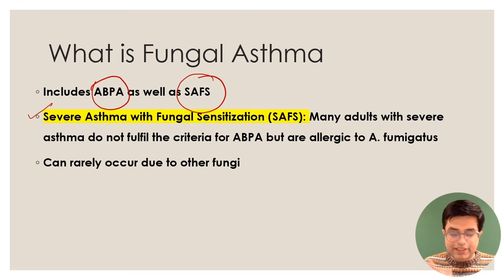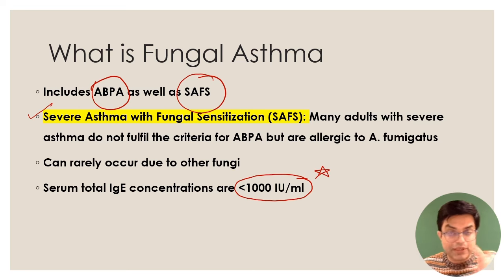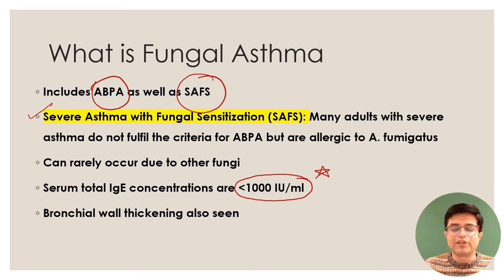इन पेशेंट्स के अंदर क्या फीचर्स होते हैं? पहला तो this is not due to Aspergillus alone. This can happen due to other fungi also. Secondly, the serum total IgE is always less than 1000 international unit per ml. ये important clue है. वहां पर it was more than 1000 units. And bronchial wall thickening is also found in these patients, and fungal asthma also responds to immunosuppressive therapy like corticosteroids.